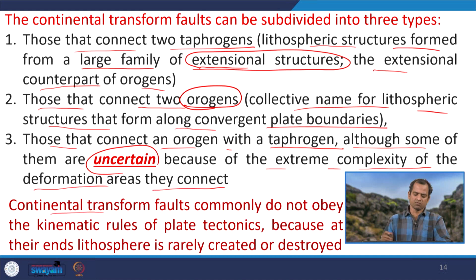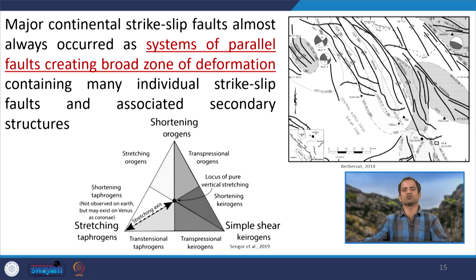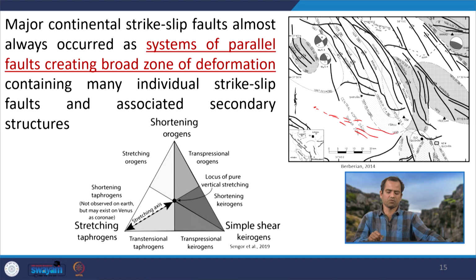So, continental transform faults commonly do not obey the kinematic rules of plate tectonics because they neither create nor destroy the lithosphere here. And the major continental strike slip faults almost always occur as a system of parallel faults creating a broad zone of deformation. Already we have discussed, they start from a point or a line and gradually the zone of deformation increases. Similarly, if you see here, this is a zone of around 150 kilometers.